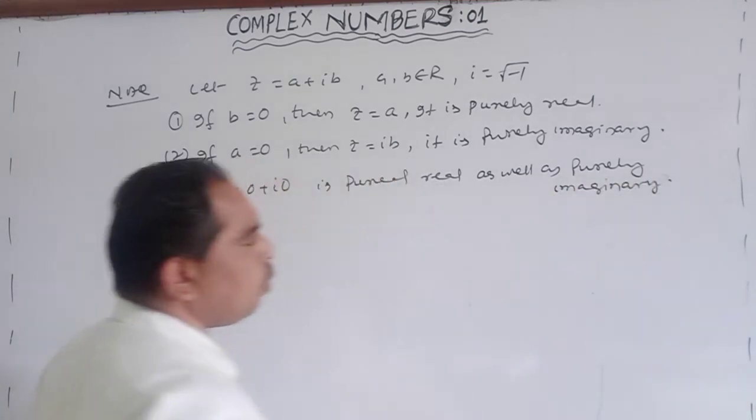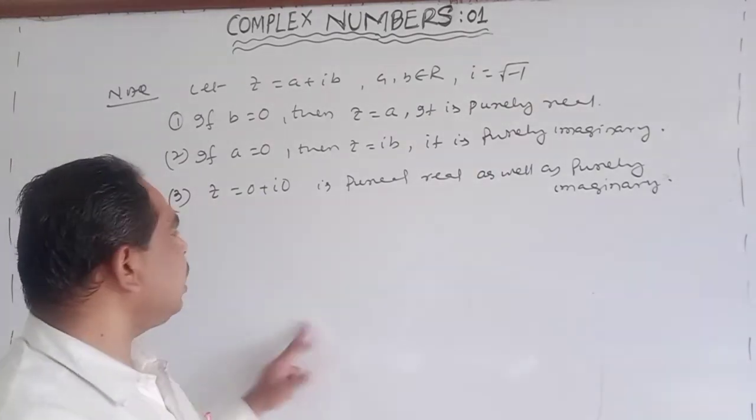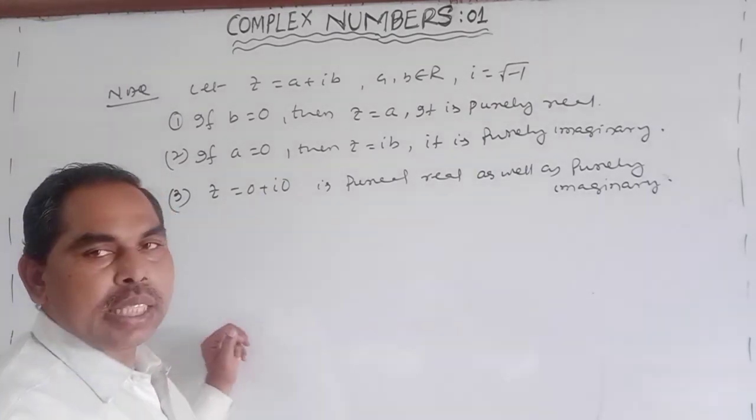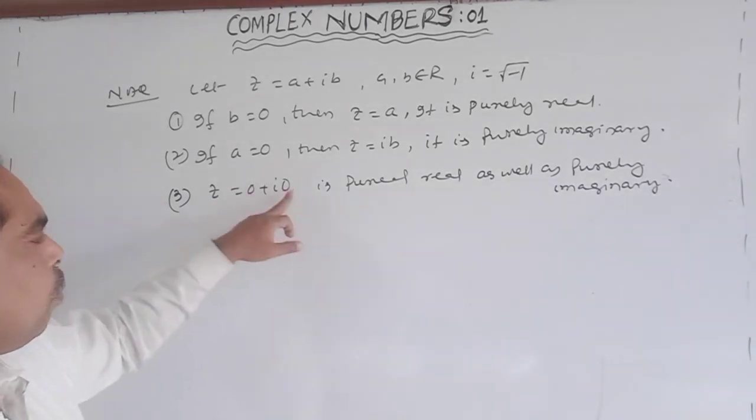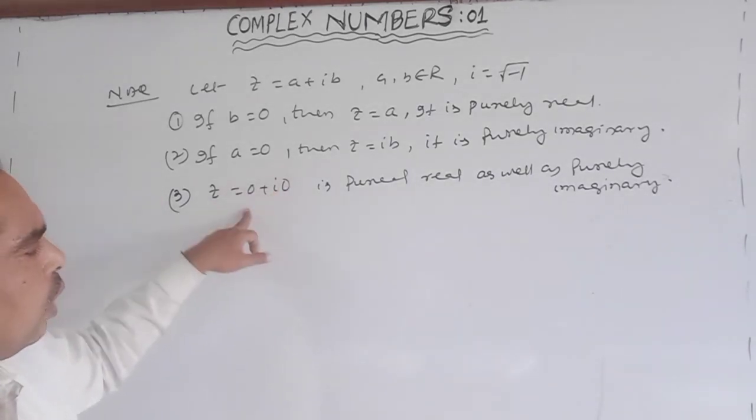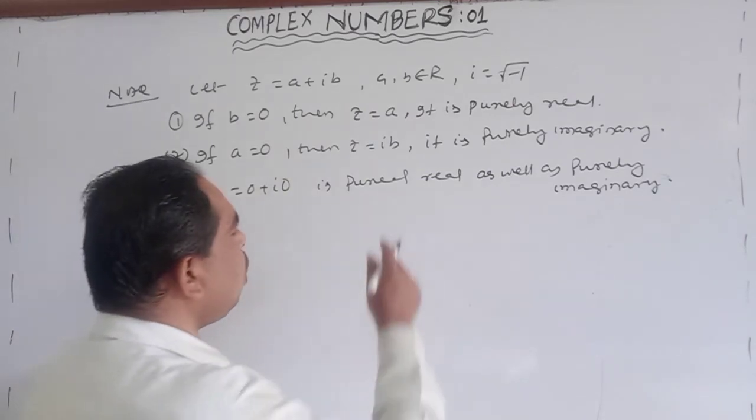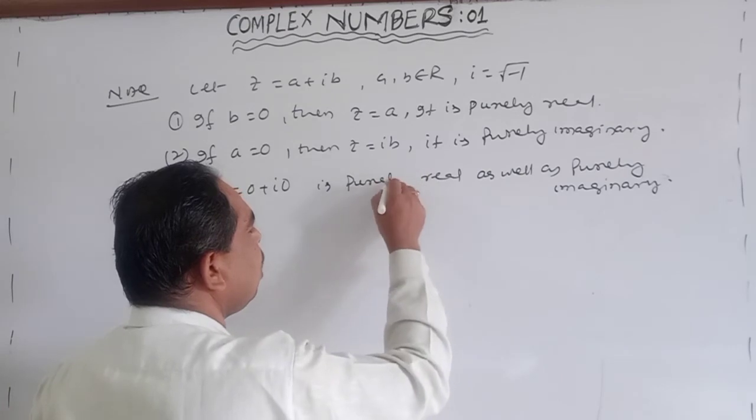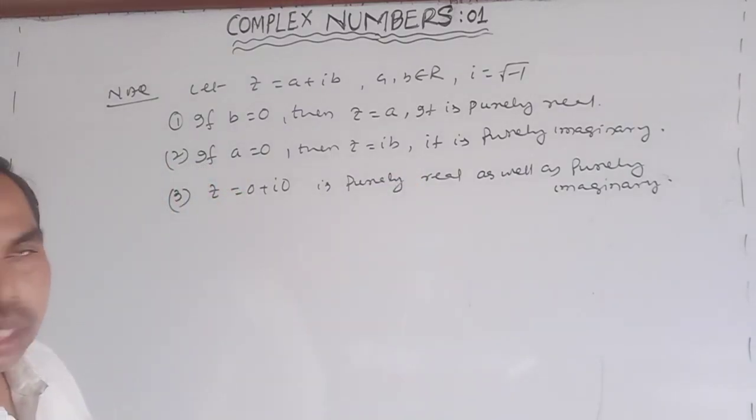0 is the only number which is both real as well as imaginary. 0 means 0 plus i into 0. So the real part is 0, imaginary part is 0. Okay. So we can take this as purely real as well as purely imaginary.